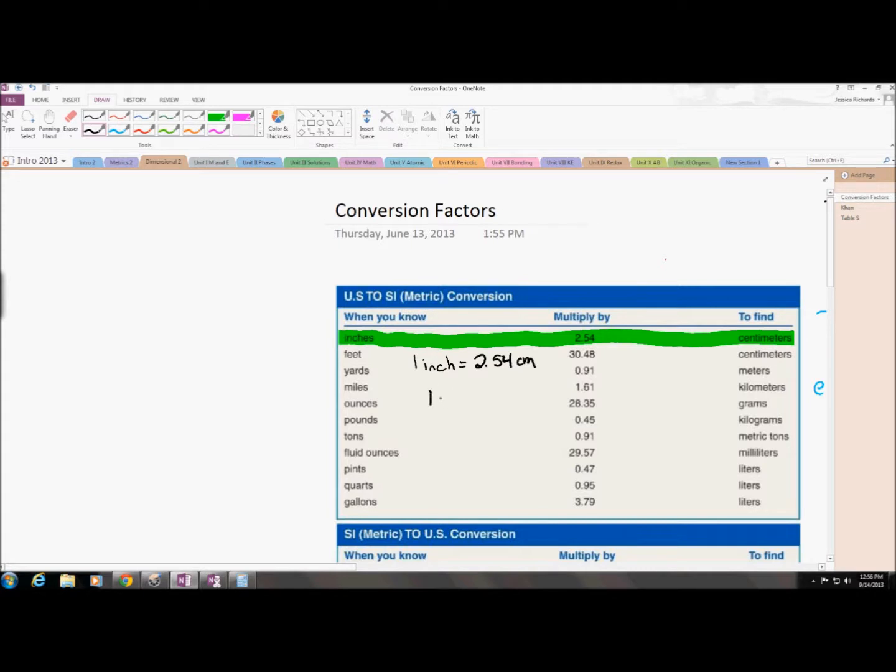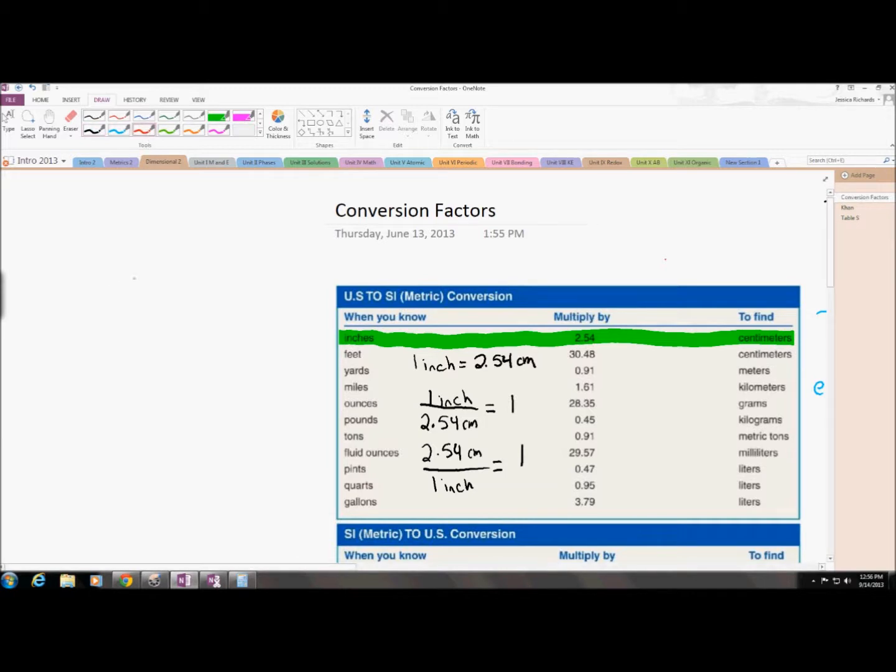So if they're the same thing, just different names, 1 inch divided by 2.54 centimeters, I'm taking a distance and dividing it by itself, that's going to equal 1. 2.54 centimeters divided by 1 inch, again, I'm taking a distance and dividing it by itself, that's also going to equal 1. So since anything divided by itself equals 1, we have two different conversion factors.